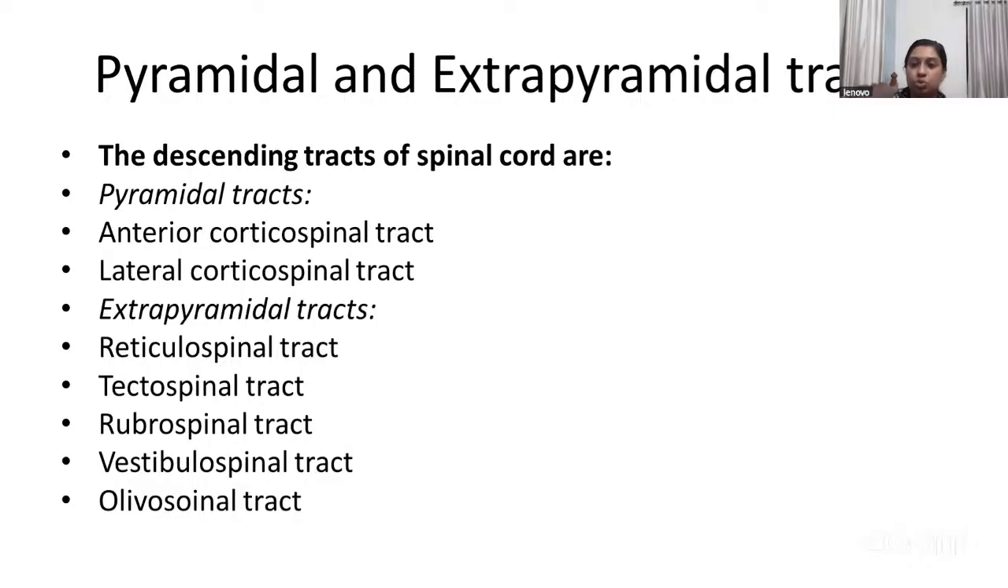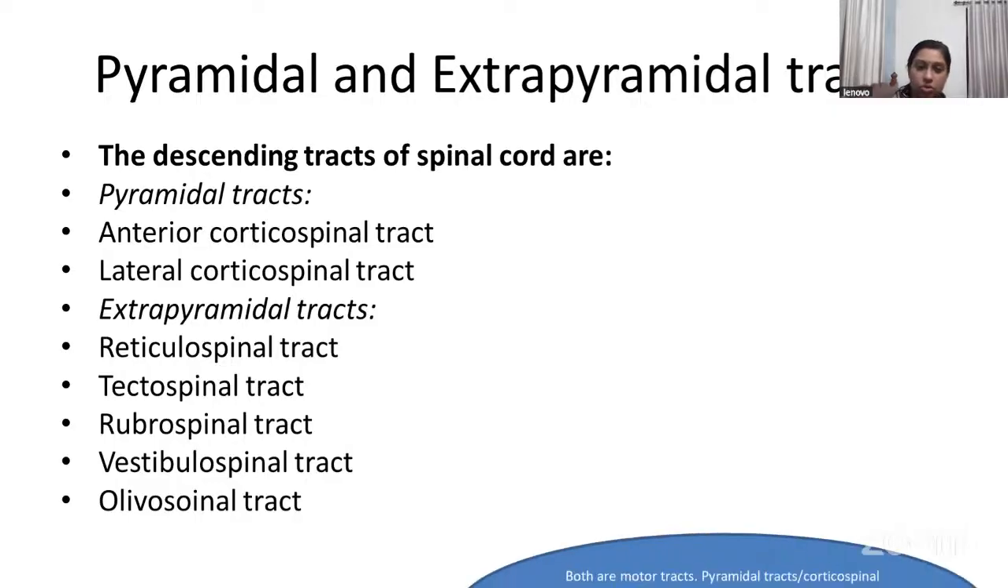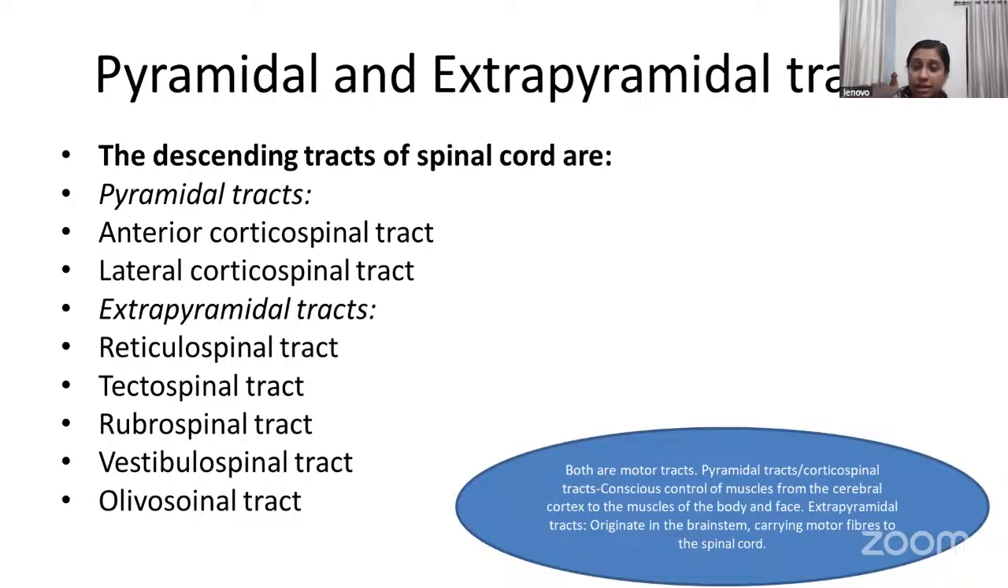So we have two types of descending tracts, basically. First is the pyramidal tract and second is the extrapyramidal tract. Only one thing is involved in the pyramidal tract. Since it is passing through the pyramid of the medulla, corticospinal tracts are called pyramidal tracts. All the rest are called extrapyramidal tracts. The pyramidal tracts are basically the lateral corticospinal tract and anterior corticospinal tract, according to the position of the tract.